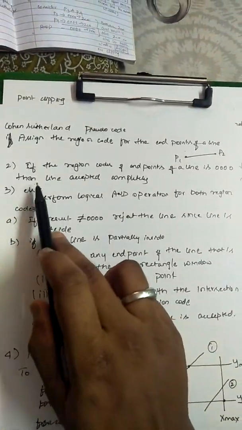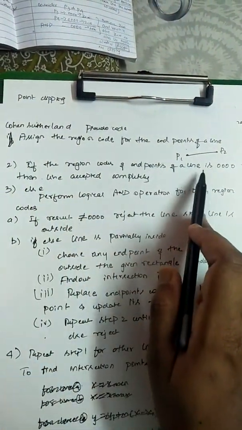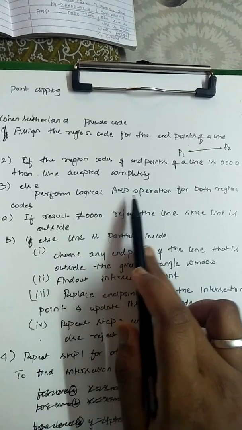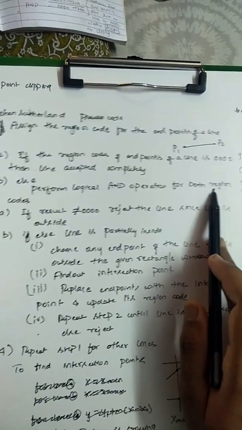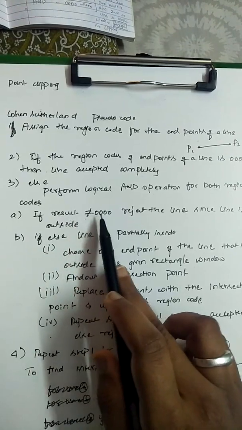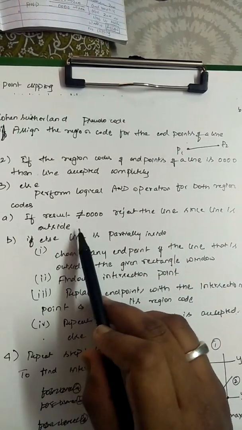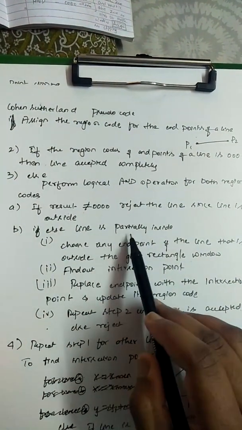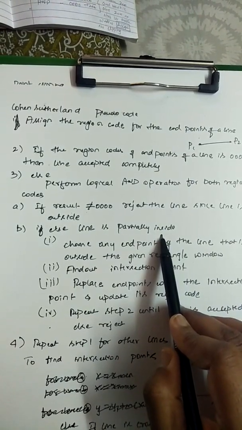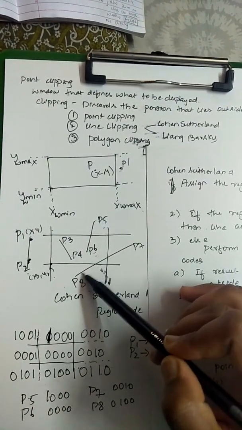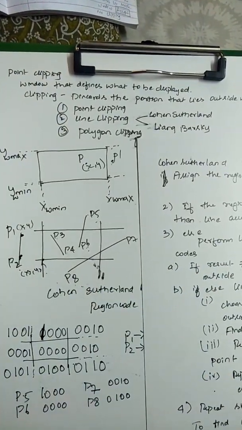Correct. Now come back to the pseudocode. I'll read it out again. If the region codes of the endpoints of a line are 0000, then the line is accepted completely. Else perform a logical AND operation on both region codes. And if the result is not 0, reject the line since the line is outside. Else the line is partially inside. Which means for the P5, P6 and P7, P8 points, this line is partially inside and partially outside.